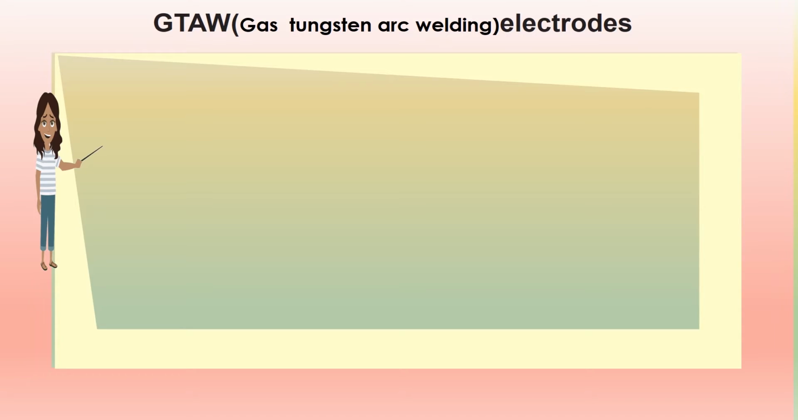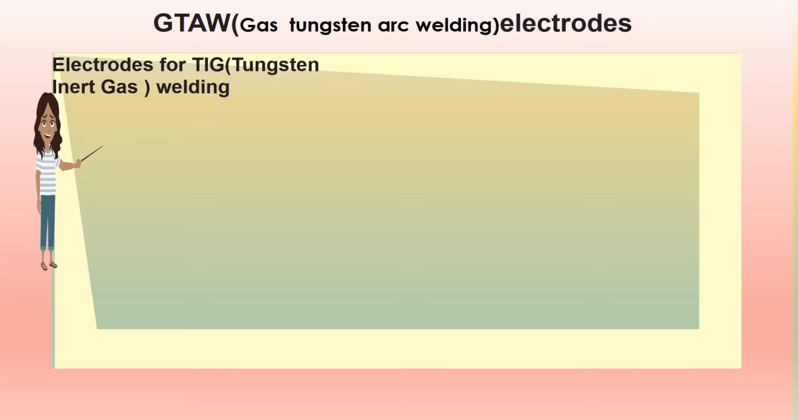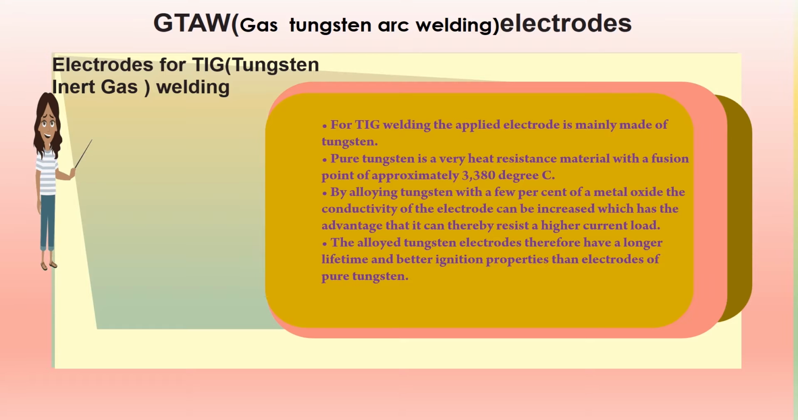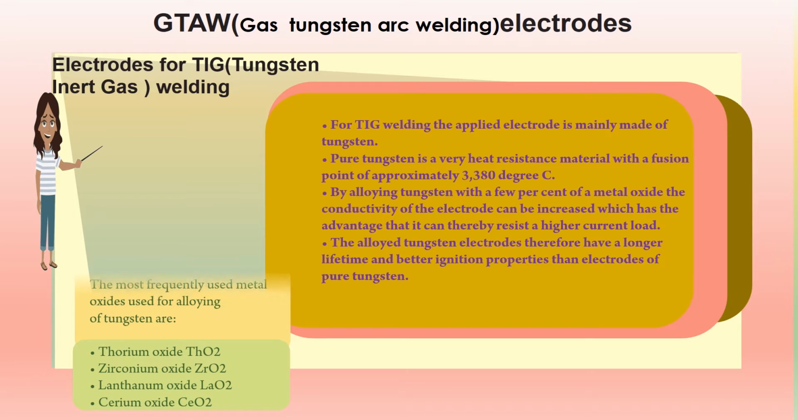Gas tungsten arc welding electrodes. Electrodes for tungsten inert gas welding. For tungsten inert gas welding, the applied electrode is mainly made of tungsten. Pure tungsten is a very heat resistant material with a fusion point of approximately 3380 degrees Celsius.